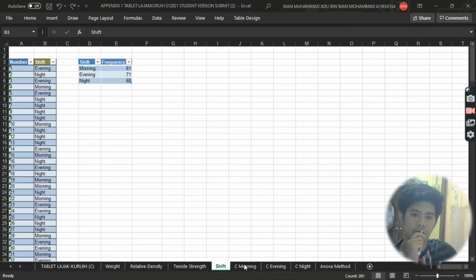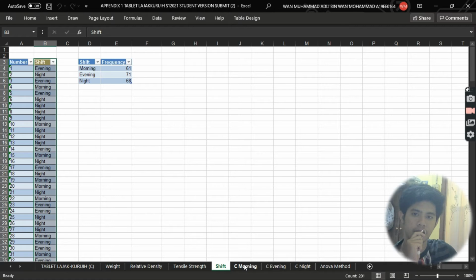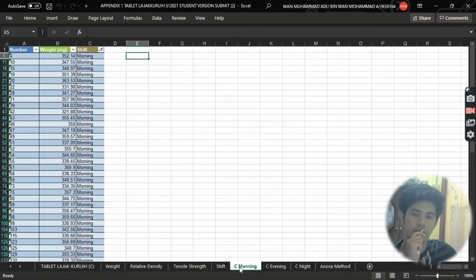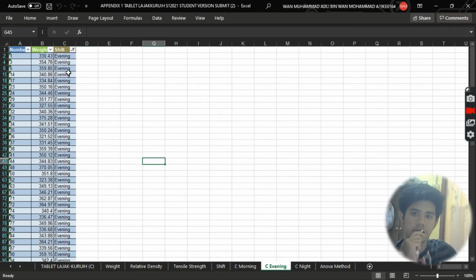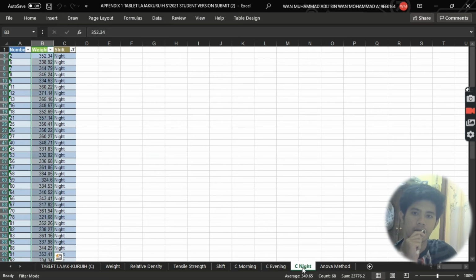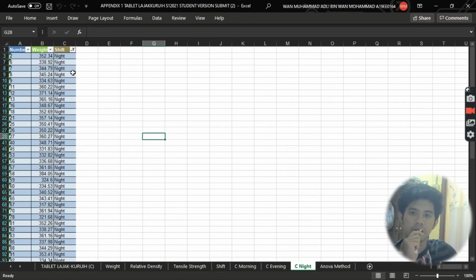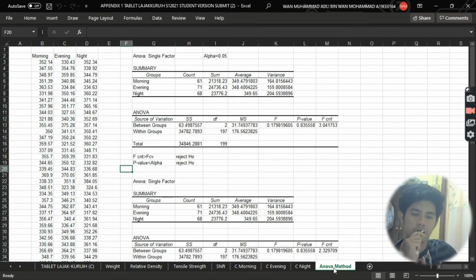First I divide the shift and the wake. This one is the shift for the morning, and also the wake for the morning, and this one is for the evening shift and the wake value for the evening shift, and this one is for the night shift and also the wake. Okay, for our solution we use ANOVA with single factor.